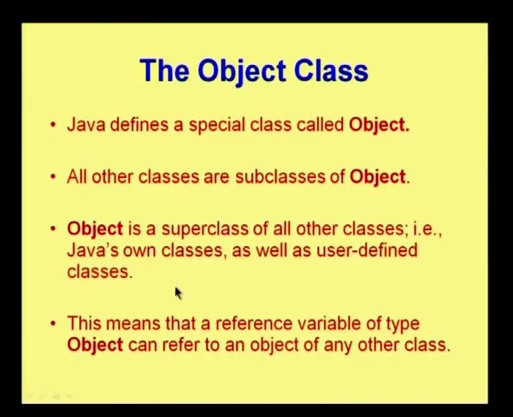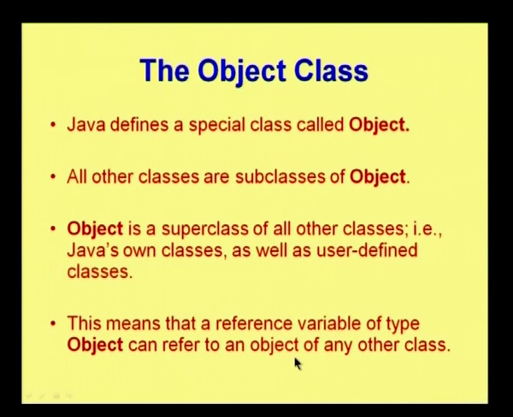Object is a superclass of all the other classes, that is Java's own classes as well as user defined classes. Java's own classes are the set of classes available in the Java API, and whenever a user defines a class, that also comes under a subclass of this Object class. Suppose I have created a person object, Person p equal to new Person, as we have already done. Then the base class of this will be Object. So any object could be typecasted into the base type Object.